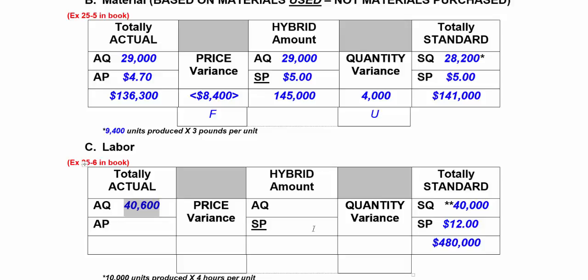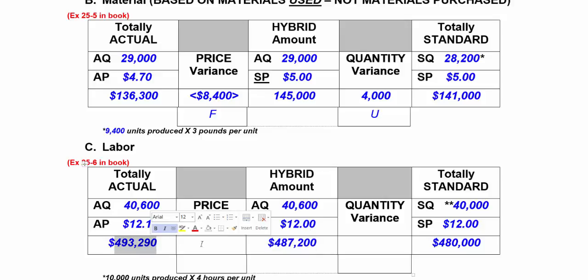So the actual labor, 40,600 hours, looking like it's more than what we want, and the price, $12.15, also more than what we want. Grand total, $493,290. So that's quite a bit more than $480,000. Let's check the price variance first, but before doing that, we have to input the hybrid amounts. So the actual quantity, 40,600, and the standard price, 12, mixed together into a hybrid amount, 487,200.